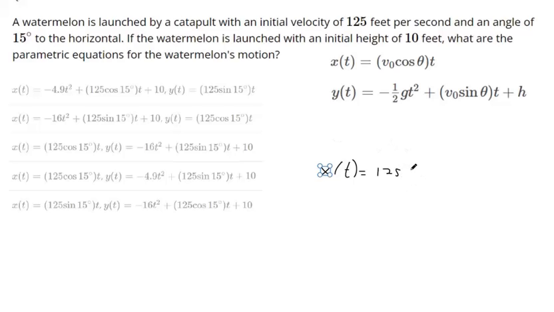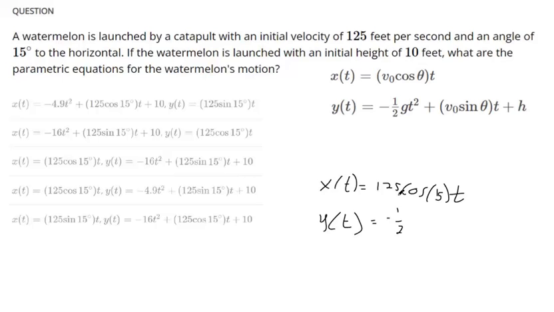and then it's cosine 15 times t here. And then for y of t, it's negative 1/2 times the gravitational constant, and since we're dealing with feet, I think it's 16. I think it's 4.9 if you're dealing with meters per second, but I'm pretty sure it's 16 for feet.